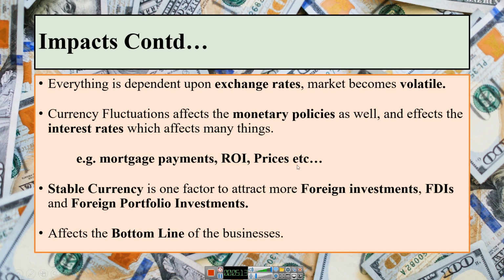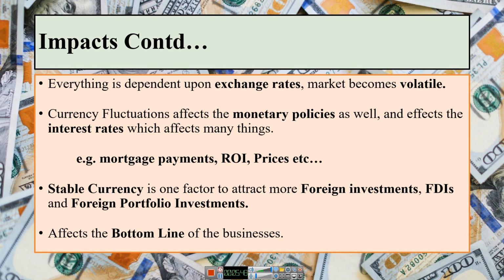Currency fluctuations also affect monetary policies because the exchange rate is basically monitored by the central bank of a country, and monetary policies are linked to the central bank. So tools like the interest rate and the money supply also get affected. When the interest rate is affected, the mortgage payments you have to pay are also affected. The return on investments also gets affected, and prices can be affected, or there can be chances of inflation as well. Stable currencies are better than fluctuating currencies.